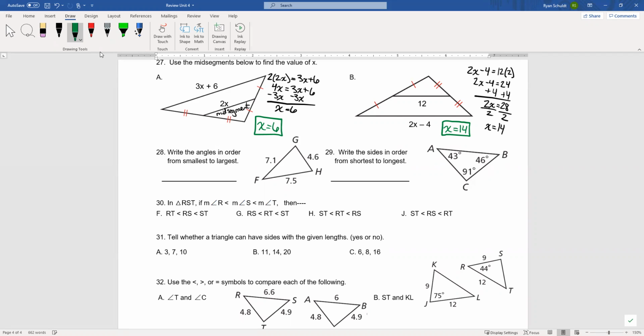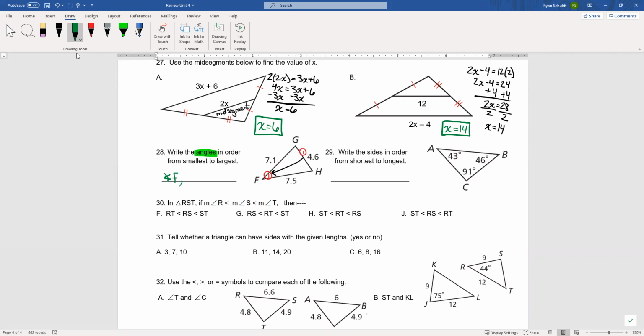Okay, so that's 27. Now we have 28. So they want us to write the angles in order from smallest to largest. So here we're dealing with angles. Now remember, the smallest angle is across from the smallest side. So here's my smallest side. If I go across from it, I'll land at F. That means F is my smallest angle. So angle F comes first.